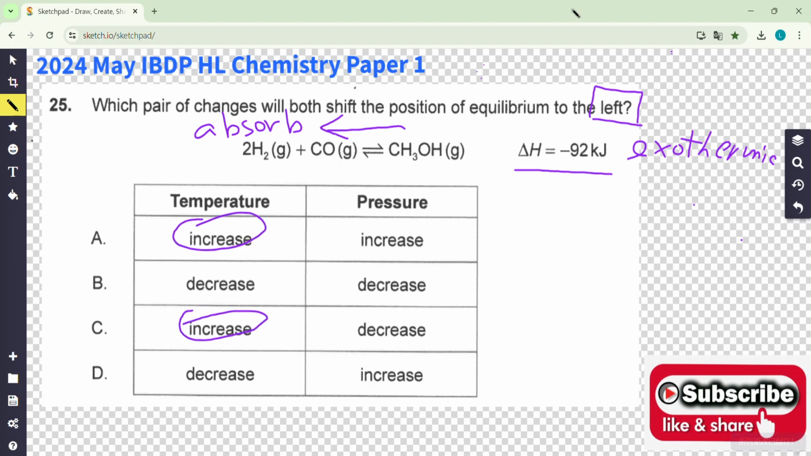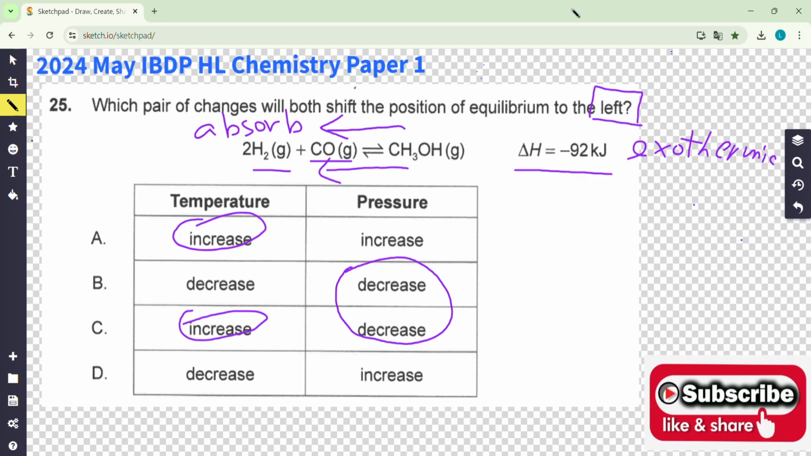And also equilibrium to the left means more gas molecules. Okay, on the right hand side is 1, on the left hand side is 3 gas molecules. How to favor the production of gas molecules? Of course, the air pressure has to be low. Why low air pressure? It will favor the release of more gas molecules, right?